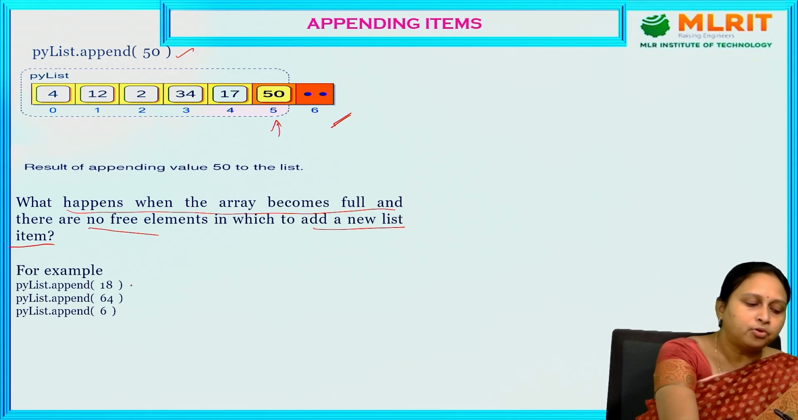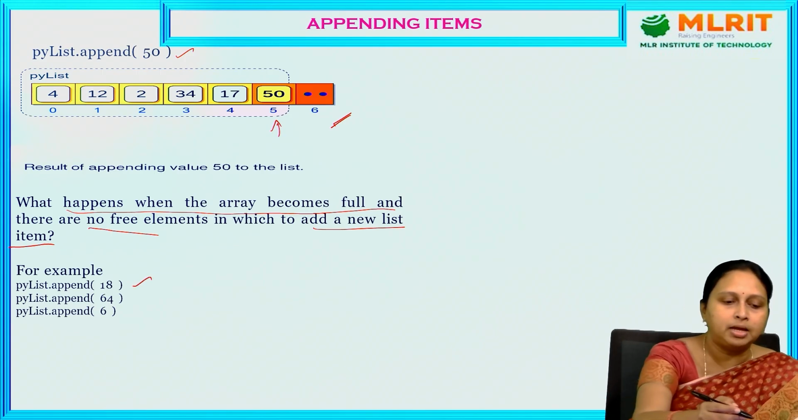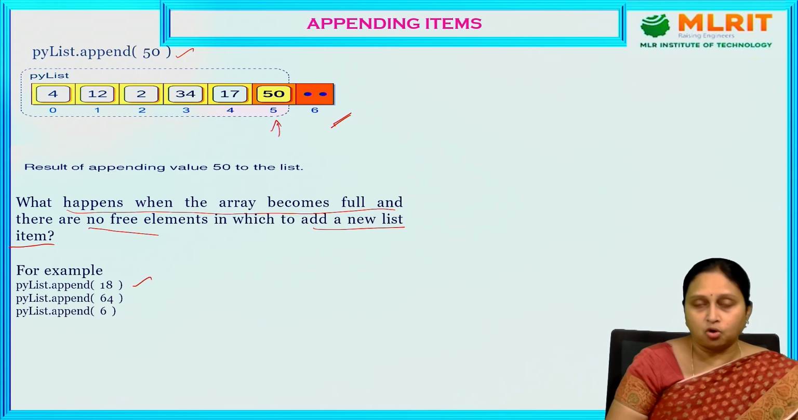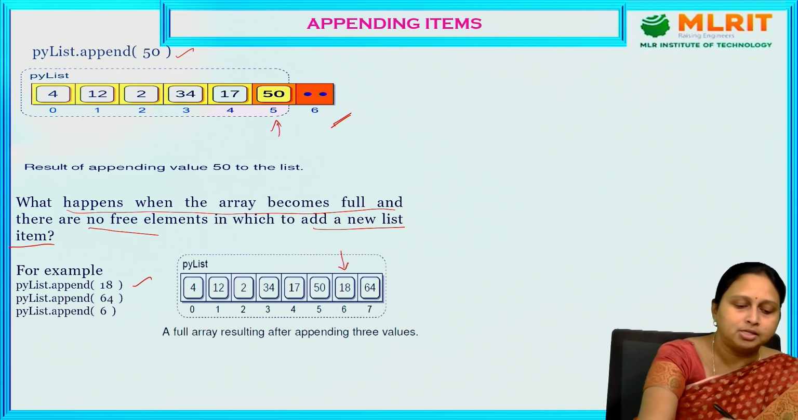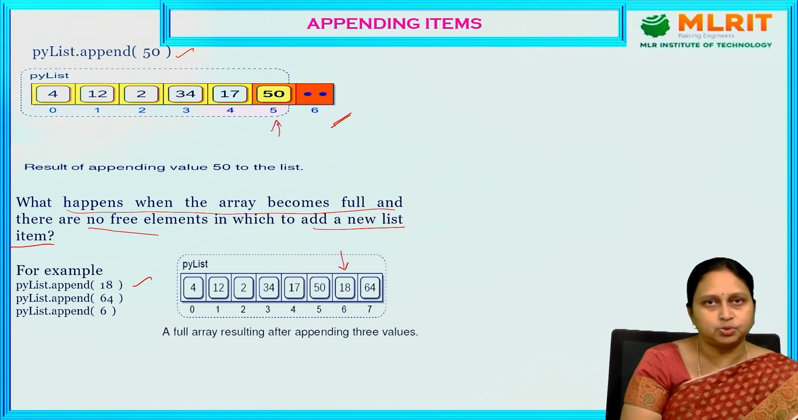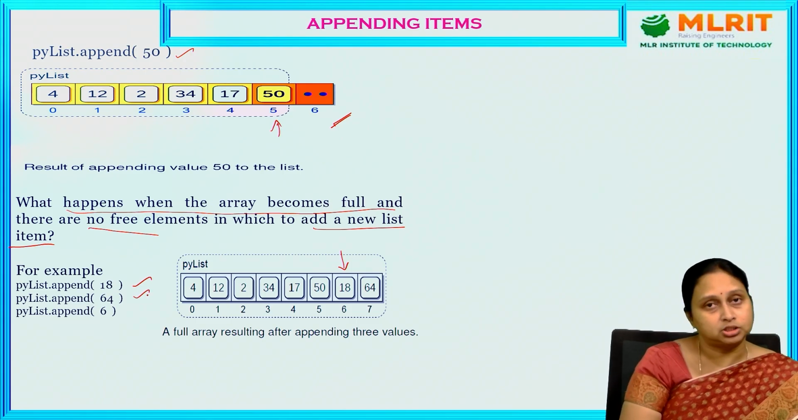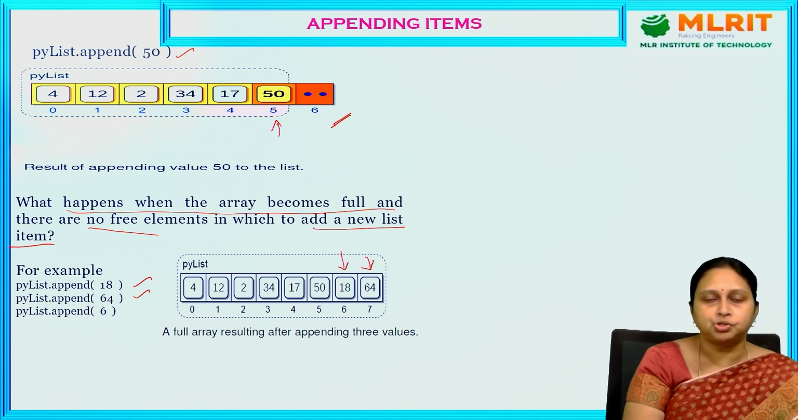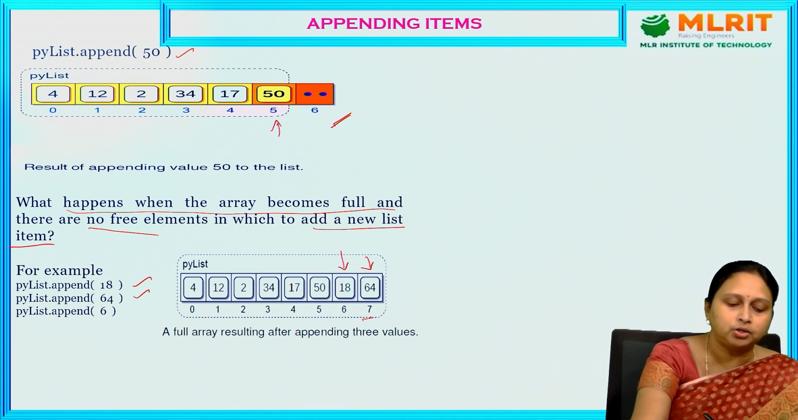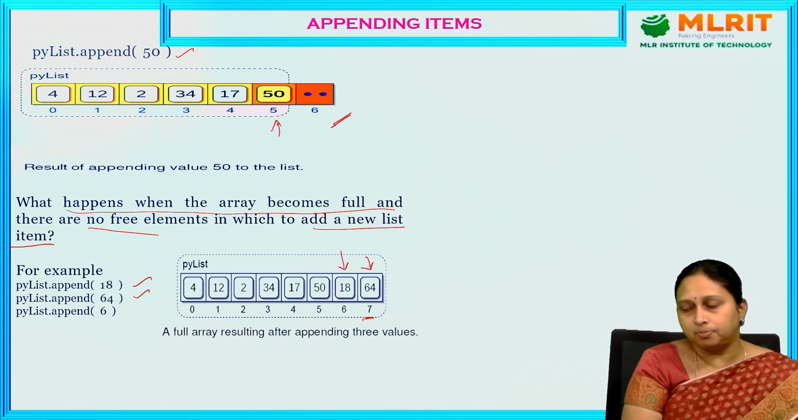Suppose I am going to append an element 18. Where will it be appended? It will be appended in the place of this one, at index 6. It has been appended. Now, if I want to append 64, we still have the space. Why? Because the capacity is 8. Because of that, it is going to be inserted at index 7. That is also going to be done.